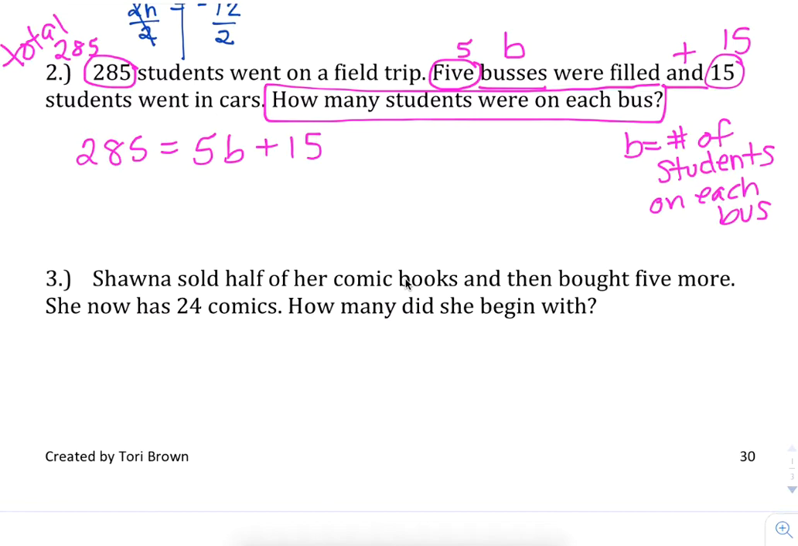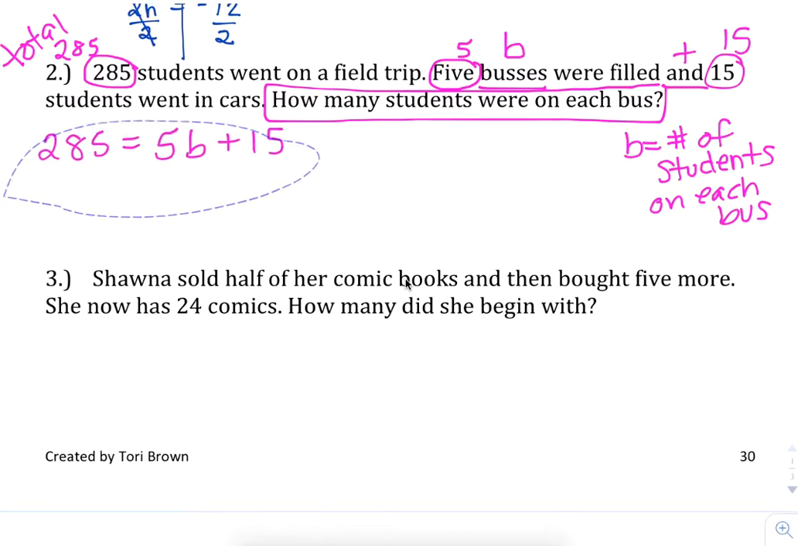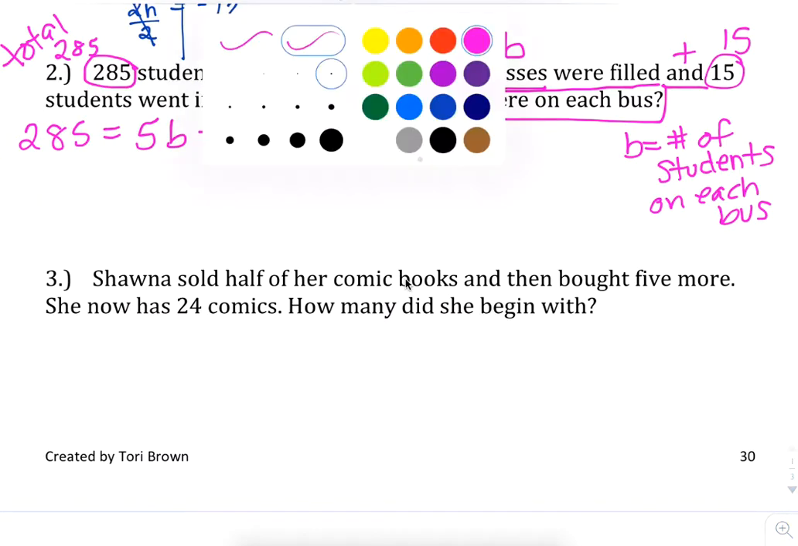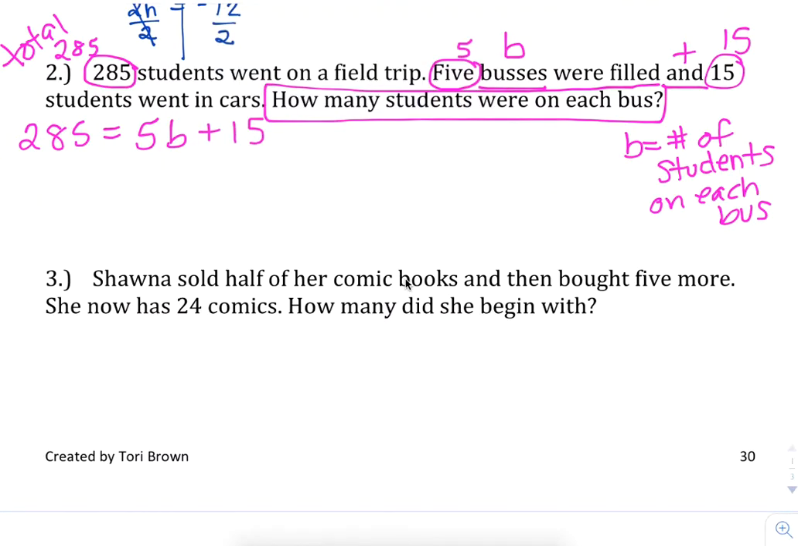Okay, so take a second, make sure you have everything circled, underlined, and the equation written out, and we're going to be ready to solve it. All right, let's solve this guy. First thing is kick the loner out of the party. I'm going to subtract 15 from both sides.